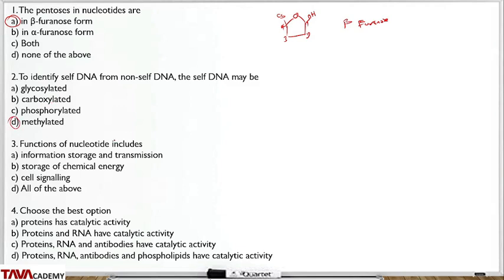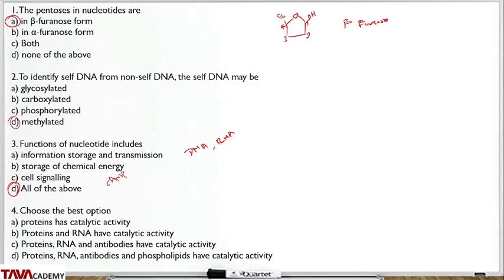Functions of nucleotides include that it's useful in information storage and transmission, which is where we have our DNA and our RNA. The building blocks of these are actually nucleotides. Useful in storage of chemical energy. Yes, it can store chemical energy in the form of ATP and GTP actually. Is useful in cell signaling. We could have them as cyclic AMP. That's a nucleotide useful in cell signaling. So the answer to this will be all of the above.